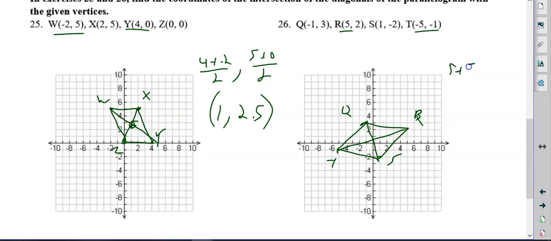So 5 plus negative 5, divided by 2. And 2 plus negative 1, divided by 2. Well, 5 minus 5 is 0, divided by 2 is still 0. That looks about right. And 2 minus 1 is 1, divided by 2 is 1/2. So 0.5 or 1/2, and that is it.